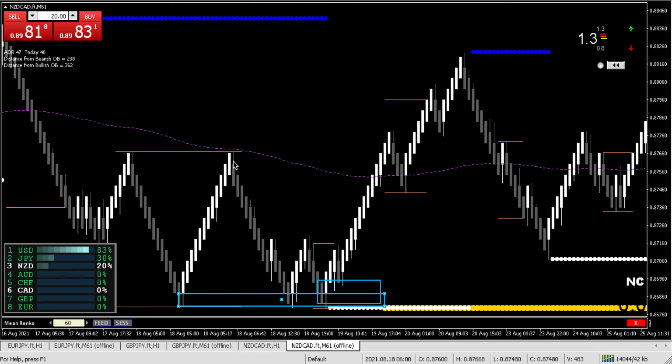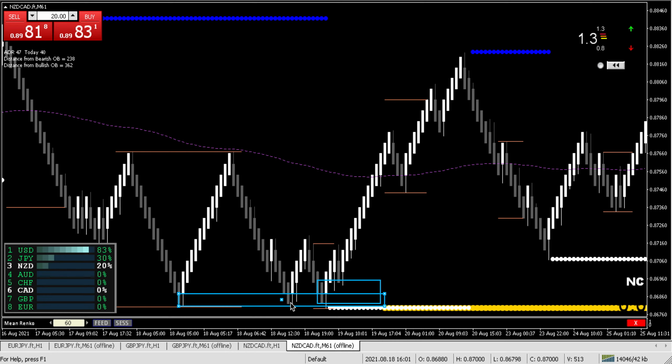Because when price, I've heard this from Track Effects in one of his videos, once price comes into an order block, we're looking for it to really shoot out with momentum. And we're looking for it to break the previous high or low. So what I'm looking for when price comes back down into this order block is for it to break this high right here. But it doesn't.